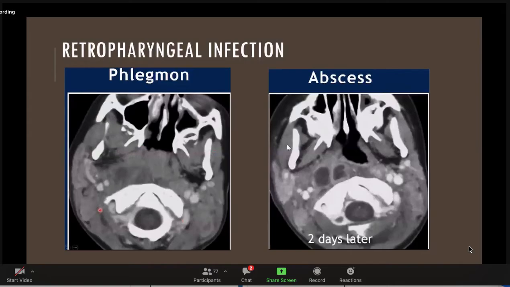Here is an example we have seen earlier. There is an ill-defined hypodensity in the retropharyngeal region and there is no clear abscess formation. This is in keeping with a retropharyngeal space phlegmon. 2 days later, this progresses to form a rim-enhancing collection, which is called a retropharyngeal abscess.